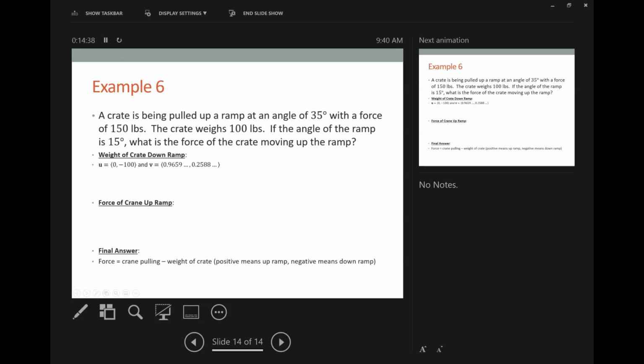So, to find the weight of the crate down the ramp, I have the weight of the crate and the ramp vector. What's the magnitude of v? 1. Nowhere in here do we specify a length for the ramp. So what can I use here? The dot product shortcut, right? So when I do that, I get about 25.88.